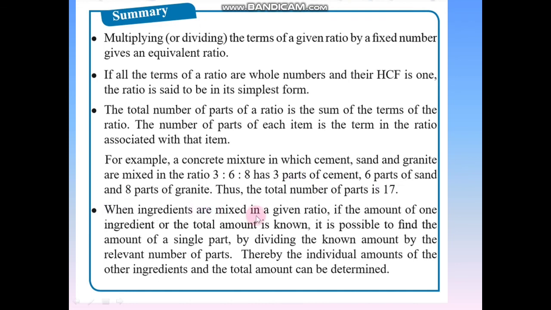When ingredients are mixed in a given ratio, if the amount of one ingredient or the total amount is known, it is possible to find the amount of a single part by dividing the known amount by the relevant number of parts. Thereby, the individual amounts of the other ingredients and the total amount can be determined. That means, if the amount of one part of the ratio is given or the total is given, we can find the values depicted by those ratios.